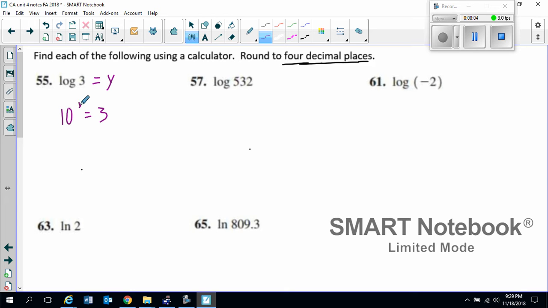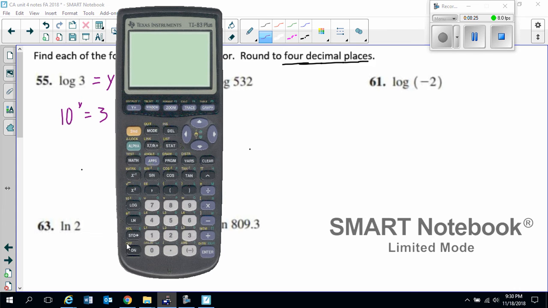So this power is going to have to be less than 1, right? Because 10 to the power of 1 is 10, 10 squared is 100, and so on. So if I'm shrinking to a 3, this would be some type of fractional exponent. So like I said, back in the day, you'd have to look it up in an index, but since we have this calculator, it'll do it for us. So we're going to go ahead and press log 3, and let's see what we get.